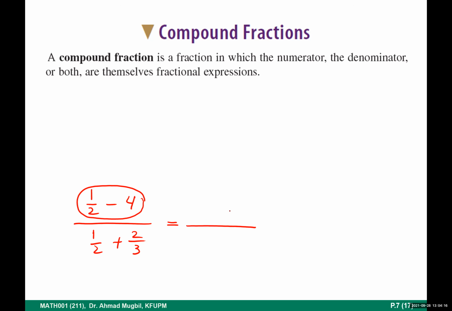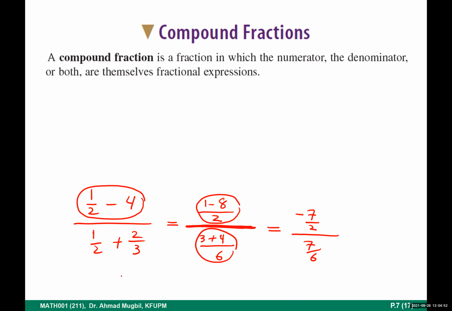So what we will get in this case, what is the LCD? 2. You will have 1 minus 8. Is that right? Yes. You do the same here. The LCD is 6. And you will have 3 plus 4. Is that right? Yes. What we did, ya Shabab, we have here two fractions, here two fractions. Now we wrote them as a single fraction. Keep in mind what is the main fraction bar. What is the main numerator? The main denominator. Now this is equals to what? A negative 7 over 2 all over 7 over 6.